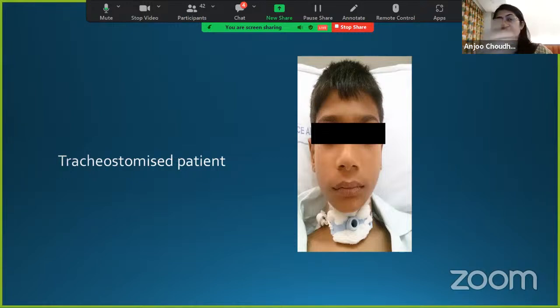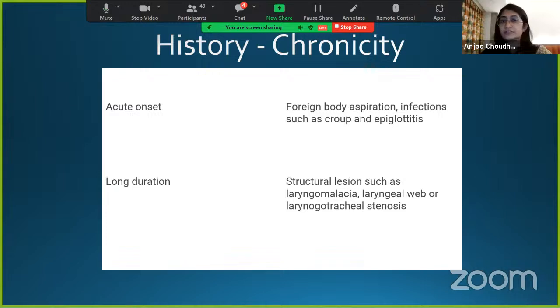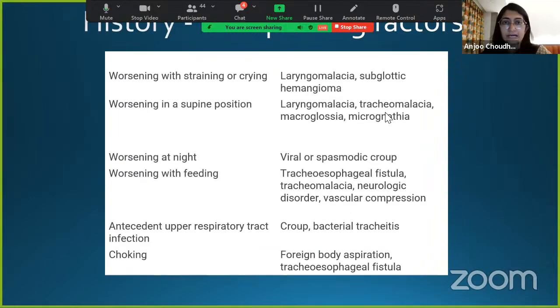First, if we have time, then we would take a detailed history like this. Acute onset respiratory distress, we would think of foreign body aspirations, infectious diseases. Long duration, we would think of laryngomalacia, webs, and stenosis. Then, based on the position, we would ask the parents whether it worsens on crying, whether it worsens in supine position, which will indicate laryngomalacias, tracheomalacias, or tongue-related issues, microglossia, micrognathia.